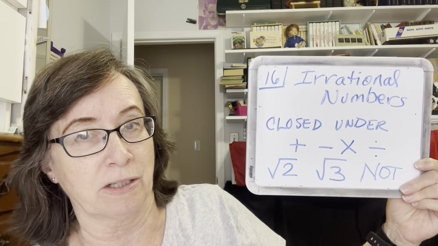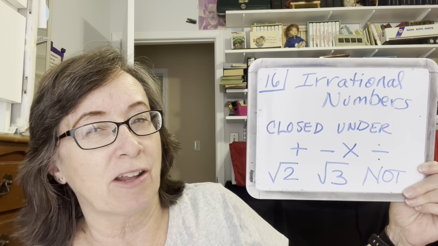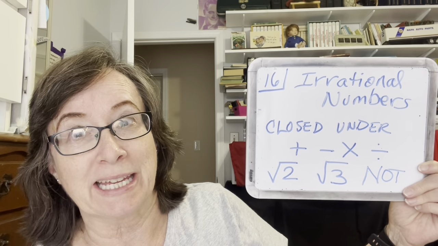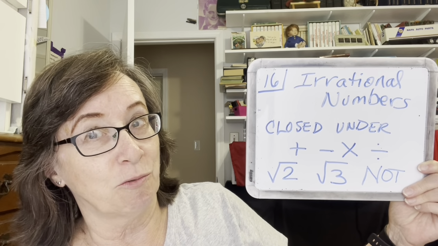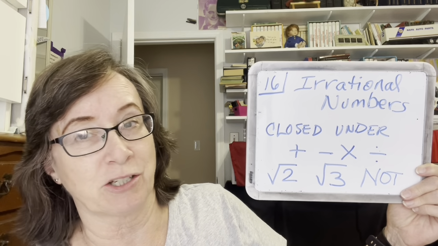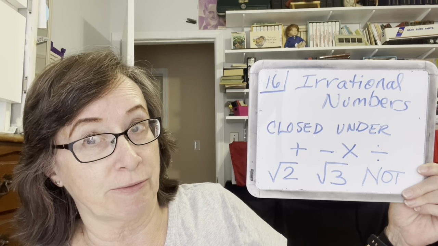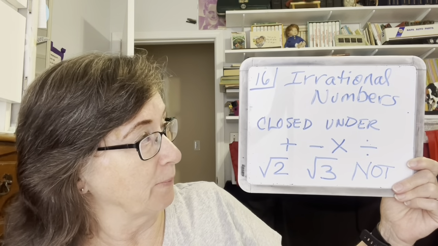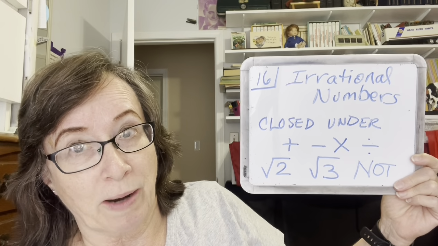Remember, rational has the root word ratio, which means that all numbers that can be written as fractions are rational. So irrational numbers cannot be written as a ratio of two numbers or as a fraction. So let's talk about the set of irrational numbers.